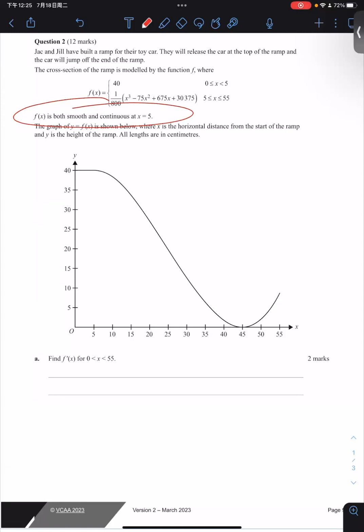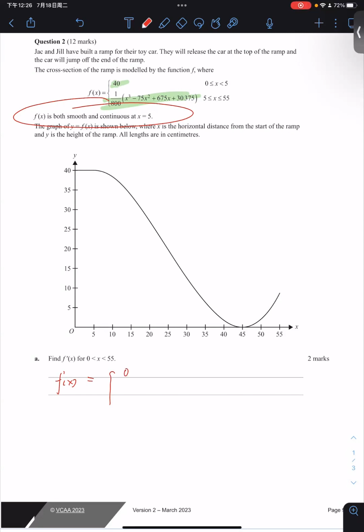Students may consider that it's very easy, right? We have the expression here. However, the function given to you for the curved part is just between x greater than or equal to 5 and less than 55. So you must find both of them.